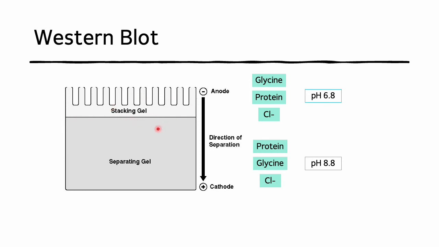we use stacking gel. In stacking gel and separating gel, the composition is the same. They consist of glycine and protein mixtures and Cl-. However, what's different between stacking gel and separating gel is the pH. You know that amino acid is a zwitterion. Zwitterion means they can be positive or negative according to the pH.